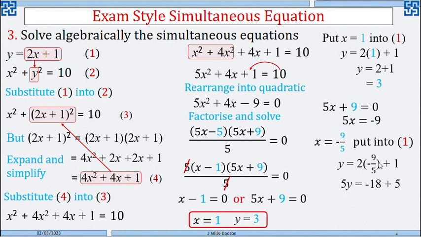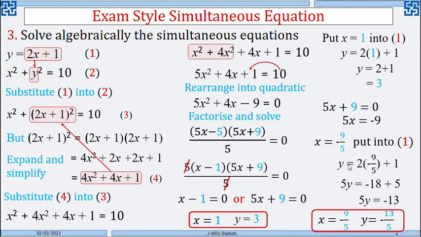If you're multiplying each term by 5, the 5 will cancel out the denominator 5, and 1 times 5 is 5. So this is the equation that you have. Negative 18 plus 5 is negative 13, divided through by 5, y is negative 13 over 5. So it means that when x is equal to negative 9 over 5, y will be equal to negative 13 over 5.